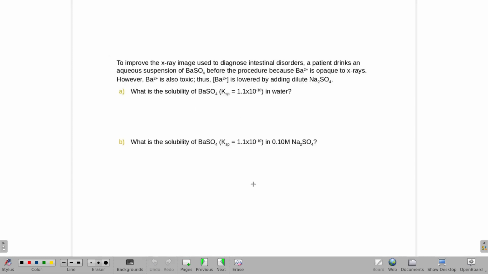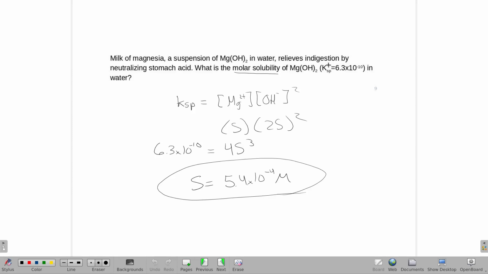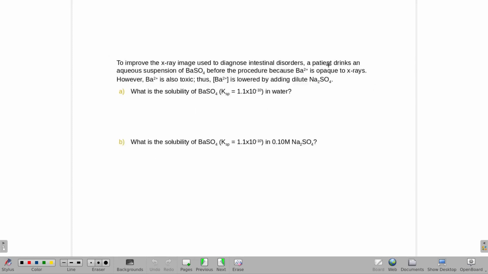Alright, where this comes into play and what we're going to do to see the need for a KSP, because technically it's kind of weird. Solubility is a very nice thing to use. 1.5 times 10 to the -4th grams is not a lot of grams to 10 milliliters, but you have the ability to compare those values. A KSP is not nearly as beneficial. Where a KSP pays off, though, is in something like this.